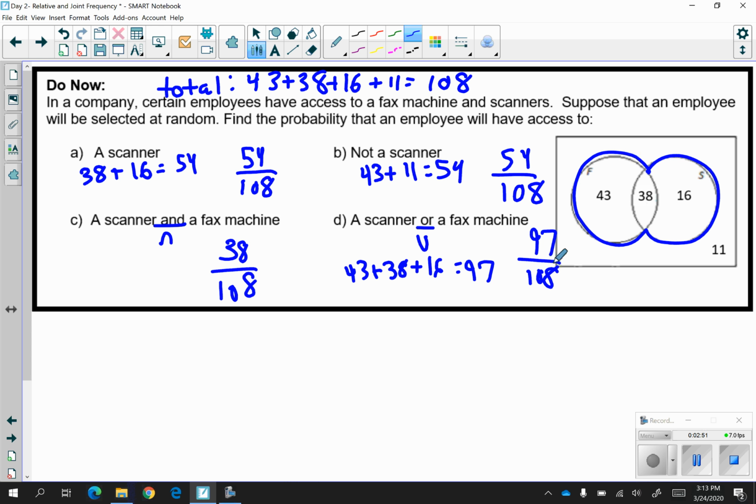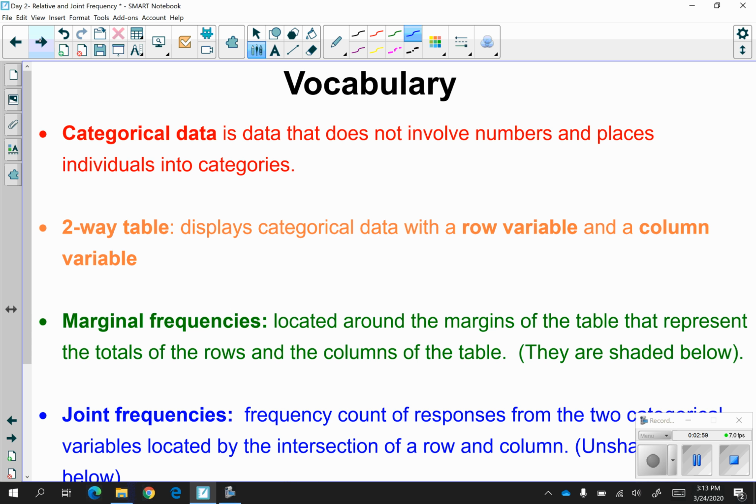So the last video had a lot to do with Venn diagrams. This video, we're going to be working on tables. So we just have some vocabulary to go over before.